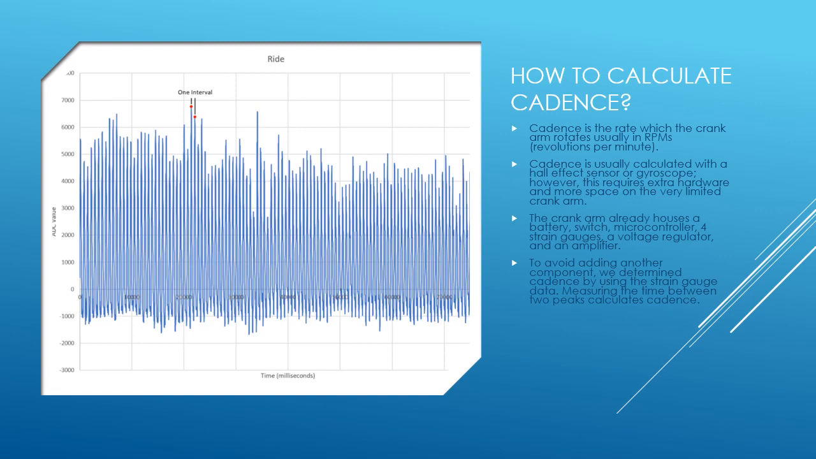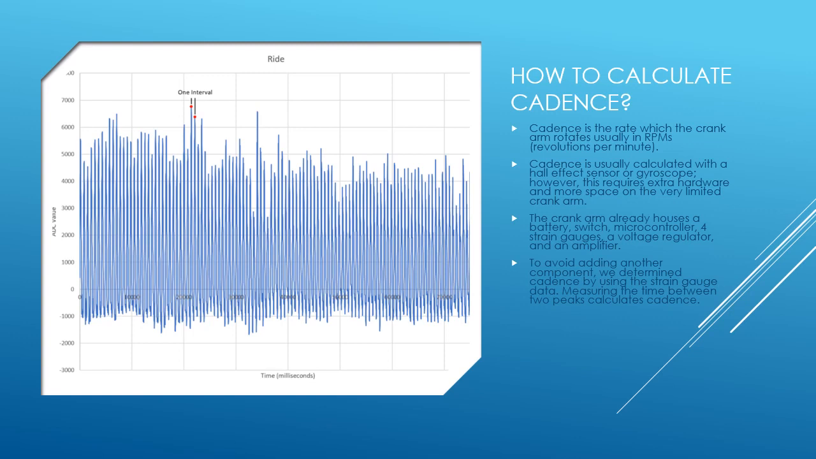Cadence is the rate at which the crank arm rotates, usually in RPMs. Cadence is usually calculated with a Hall effect sensor or gyroscope. However, this requires extra hardware and even more space on the very limited crank arm. The crank arm already houses a battery, switch, microcontroller, 4 strain gauges, a voltage regulator, and an amplifier. To avoid adding another component, we determine cadence by using the strain gauge data.